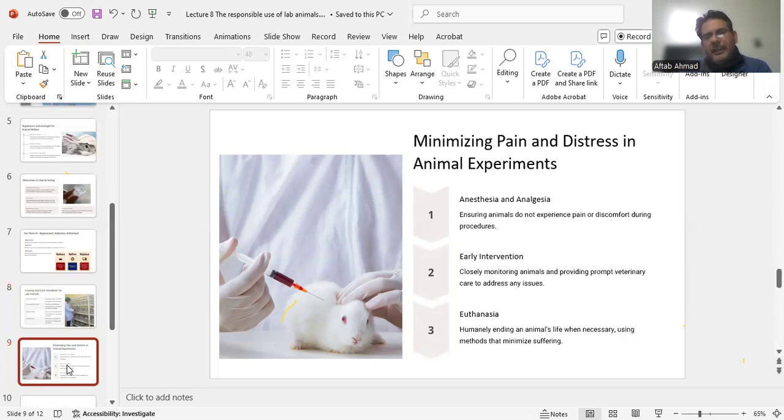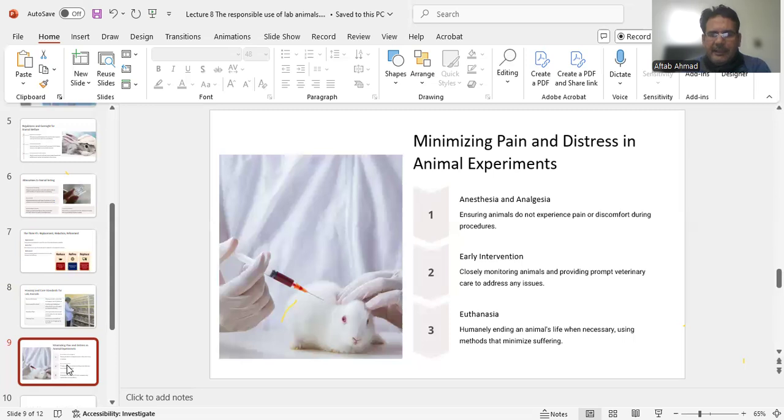But we have to minimize their pain and distress, and one of the ways is anesthesia and analgesia. Anesthesia is very important. If you have to get some samples, for example, we can use anesthesia. That could be local anesthesia, or a general anesthesia that we give to the animal. So we can reduce the pain, just like we reduce the pain in procedures in humans. Similarly, we should use anesthesia in the case of animals, so we can reduce their pain.